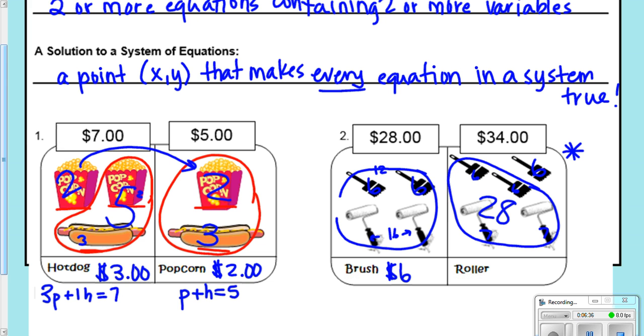See, this is why you check your work. And I got 8 and 8. So the roller is $8. Okay, now let's see if that works. 8 and 8, that's 16 plus 12. That's my 28. Plus the 6 I have from before, and I get 34.